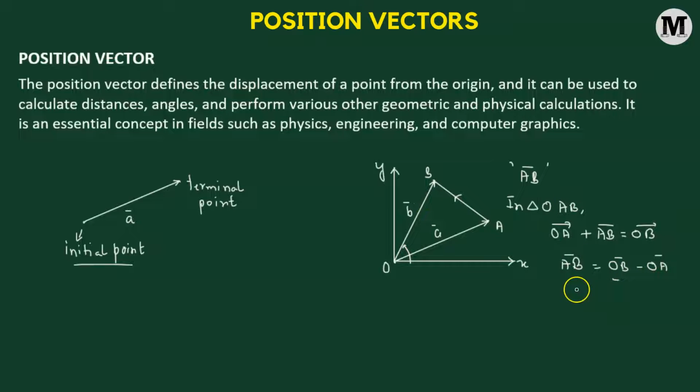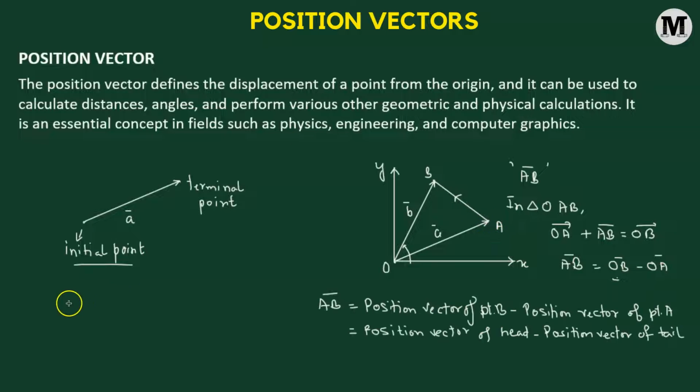Or we can simply say we consider the position vector of the head, which is the terminal point of vector AB, minus the position vector of the tail, which is the initial point of the vector AB. Hence, if we have any arbitrary vector, let's call it the vector AC, then the AC vector is defined by taking the position vector of the head, given by the OC vector, minus the position vector of the tail, that is the OA vector.